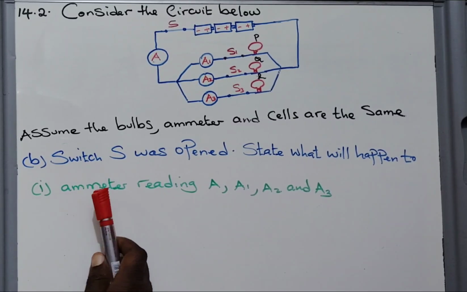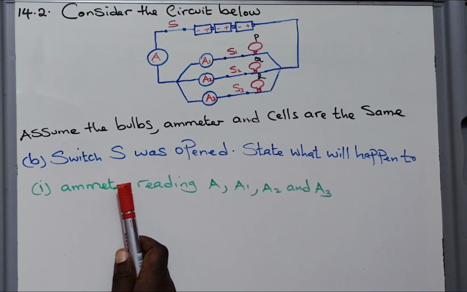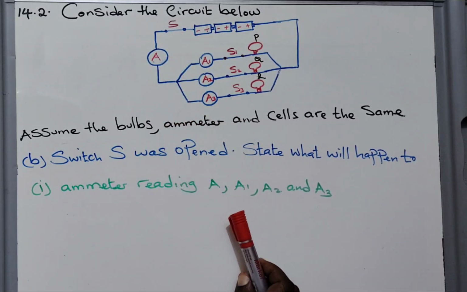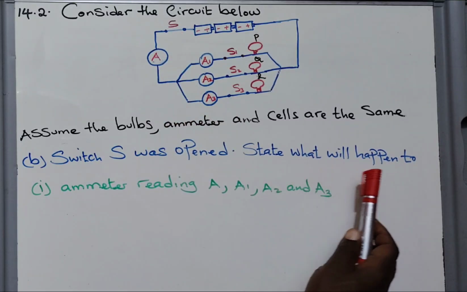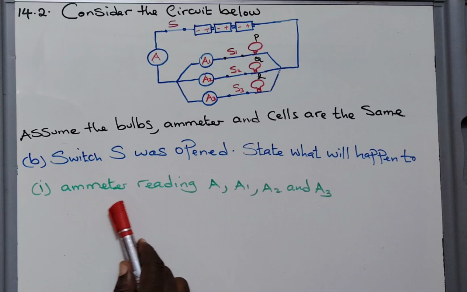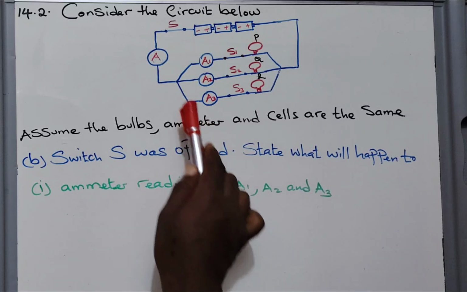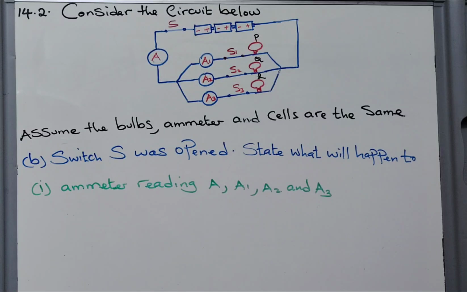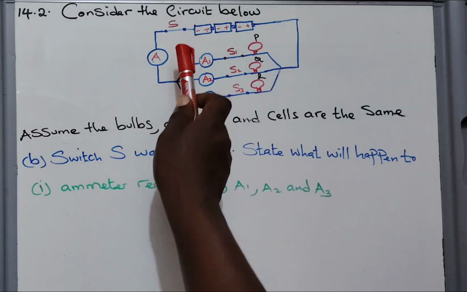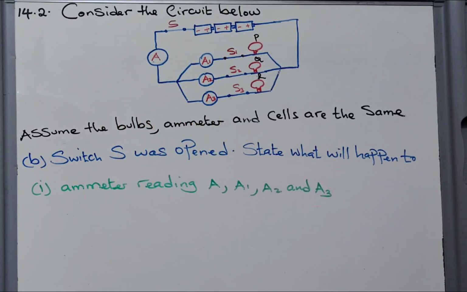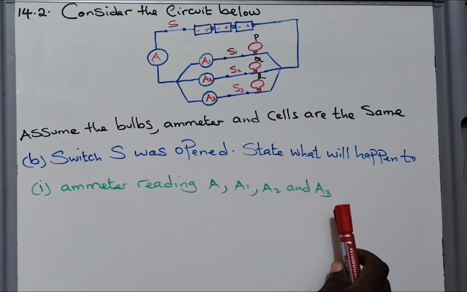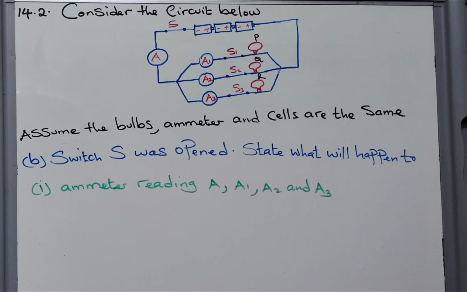Then it says switch S was opened. This is switch S. They say state what will happen to ammeter reading A, this one, A1, A2, and A3. When you open the switch, what will happen? All the ammeters, A, A1, A2, and A3 will stop giving a reading.